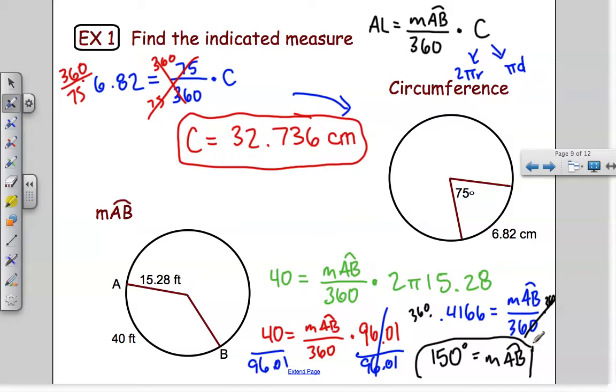Okay, so there we did a problem where we were looking for that unknown measure of the arc. Again, there are other ways to solve for this unknown. Like I could have done 2 times pi times 15.28 divided by 360 right away and just gotten a decimal here and then divided on both sides. It's kind of up to you.